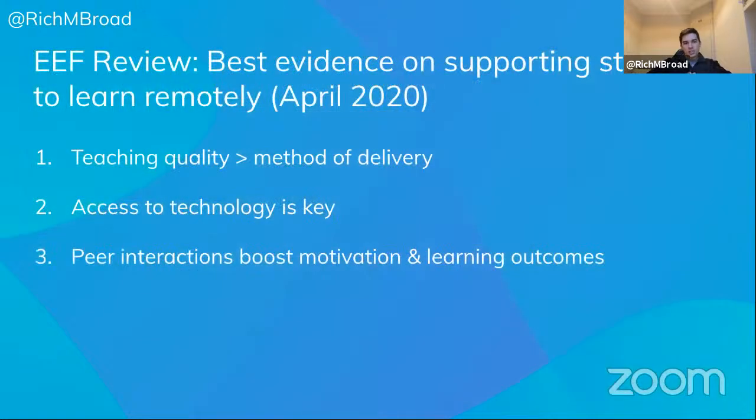Now, the third suggestion in this review looked at peer interactions and just how important they are for motivating and improving learning outcomes. This was evident in multiple reviews that were looked at as part of the EEF review, and they highlighted the importance of peer interaction, especially during remote learning, because it's so ingrained in classrooms, but it can be severely lacking from a remote learning perspective. It's an important way to motivate pupils and also to improve students' outcomes.